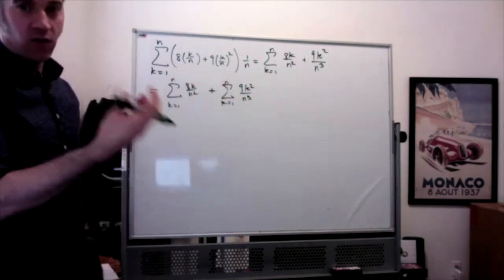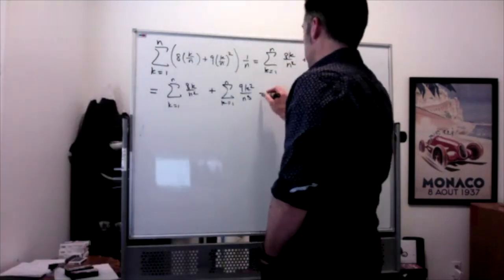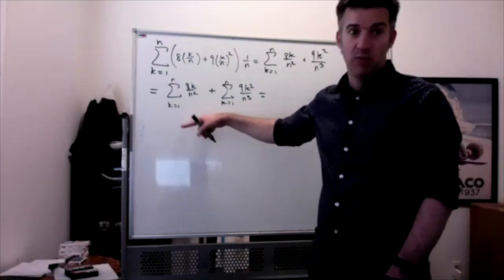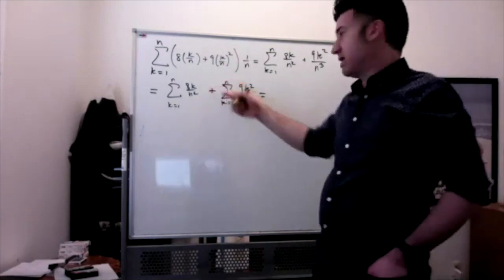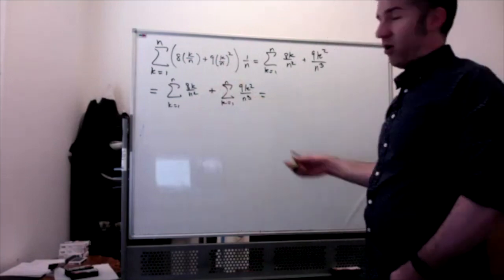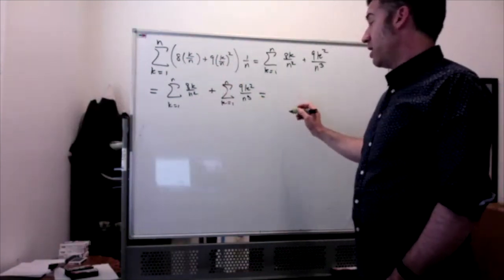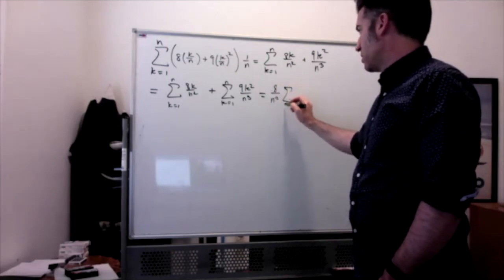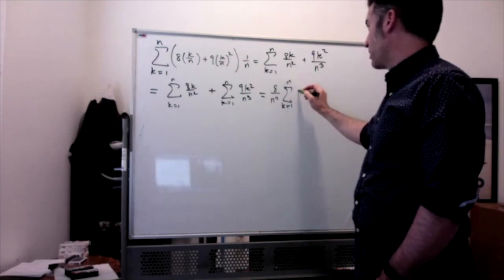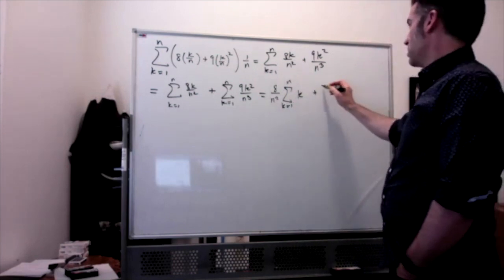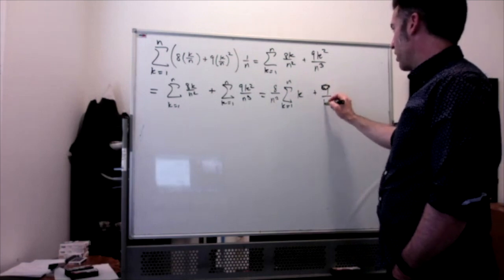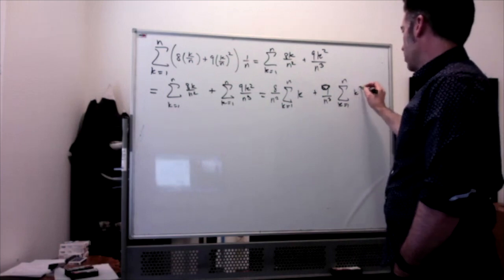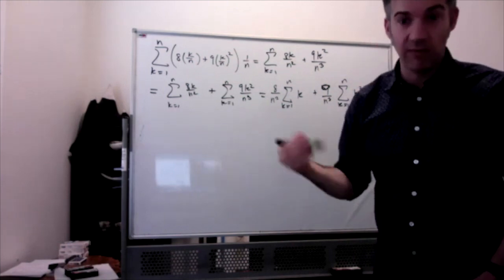And then we're going to pull out all the non-k terms, because k is a variable, it's changing. It's 1, then 2, then 3, then 4, then 5. Whereas 8 and n are not variables as far as the sum is concerned. So then we're going to write this as 8 over n squared times the sum from k equals 1 to n of k, plus 9 over n cubed times the sum from k equals 1 to n of k squared.